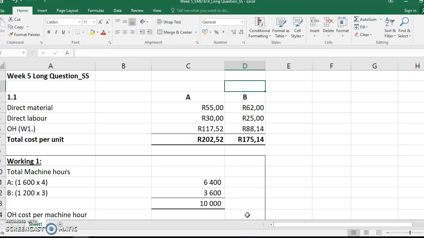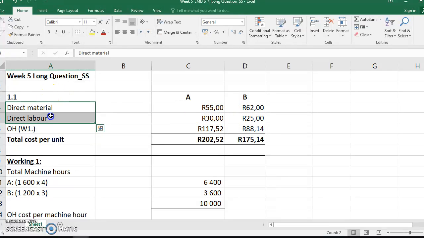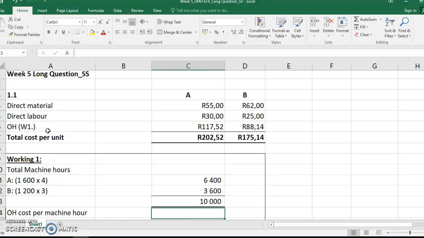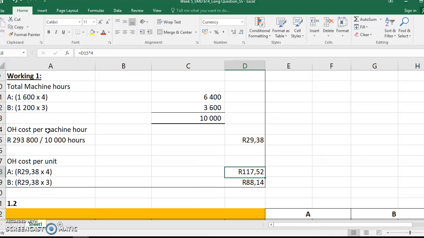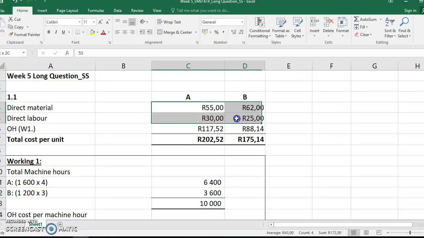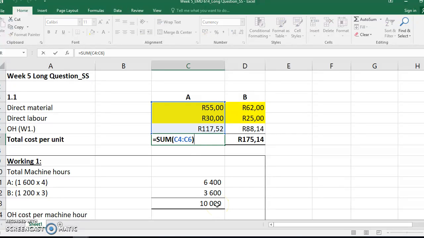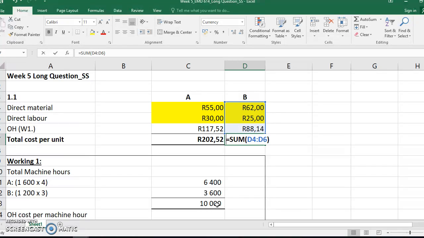Then, for the overhead allocation, remember, total cost per unit is typically material, labor, and overhead. Material and labor are easy because they were given. However, we needed to allocate the overhead, so it's 117 for product A and 88 for product B. When you add material, labor, and overheads, you get total cost. That total is 202 for product A, and 175 for product B. Cool, and that is the traditional method.